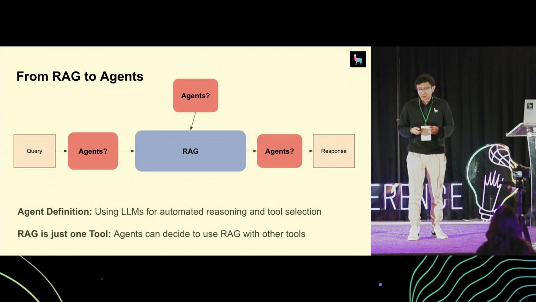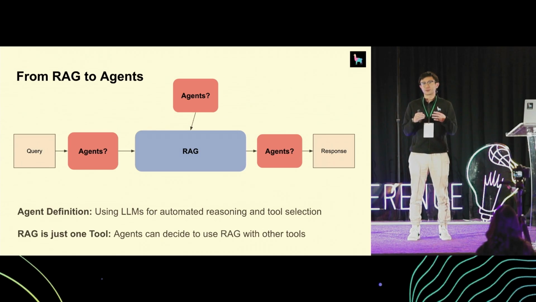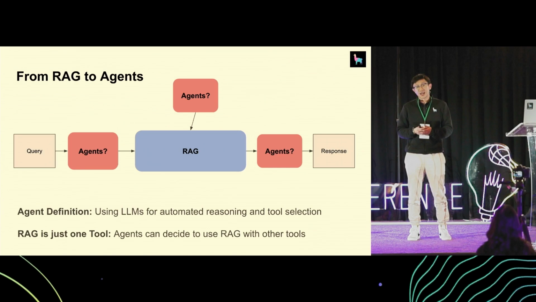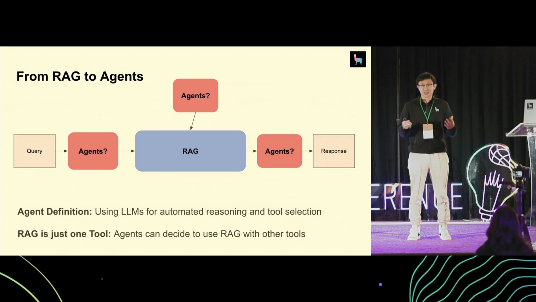From this point of view, RAG is just one tool, right? RAG is just a lookup tool over a specific data source. And agents are basically this higher level abstraction that wraps around an existing tool. And agents can decide to use RAG as one tool. It can also use other tools as well to try to access data, interface with it, get back a response, and synthesize the right answer for you.